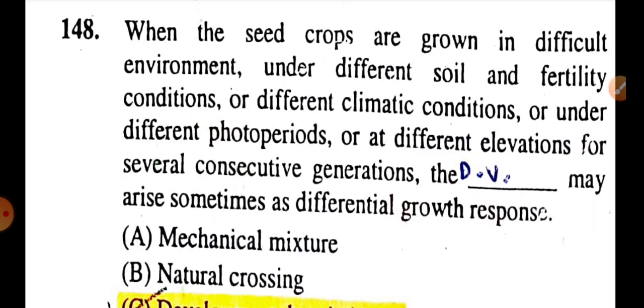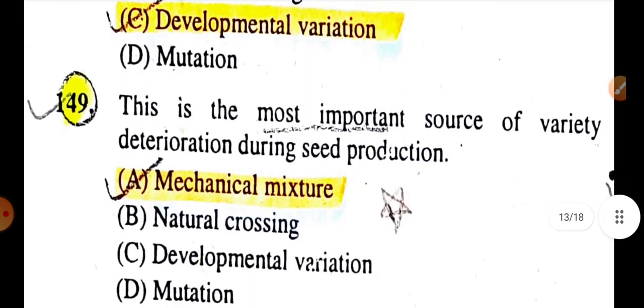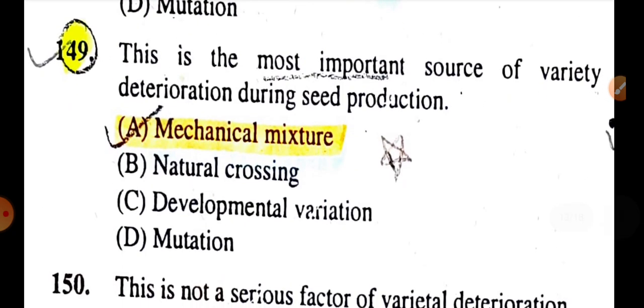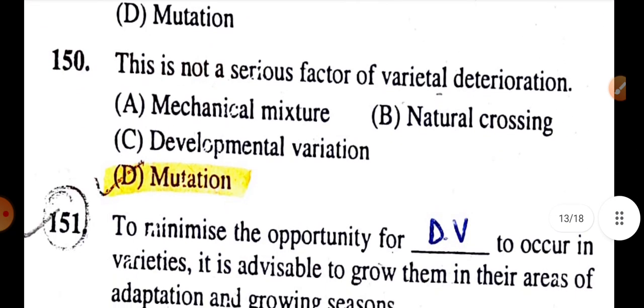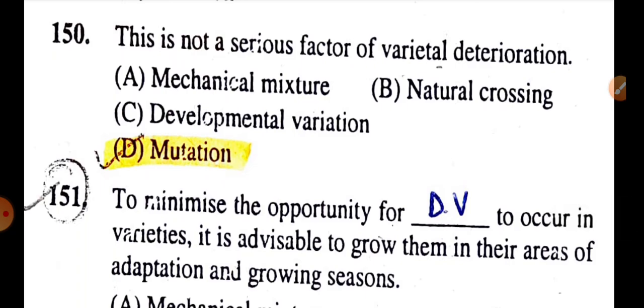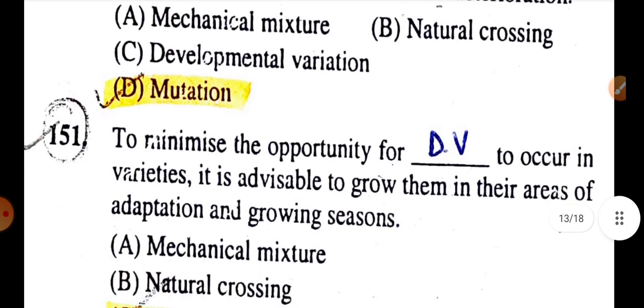When the seed crop is grown in a different environment, under different soil and fertility conditions, different climatic conditions, different photoperiod, or at different elevation for several consecutive generations, developmental variation may arise, sometimes as a differential growth response. The most important source of variety deterioration during seed production is mechanical mixture. Mutation is not a serious factor of varietal deterioration.